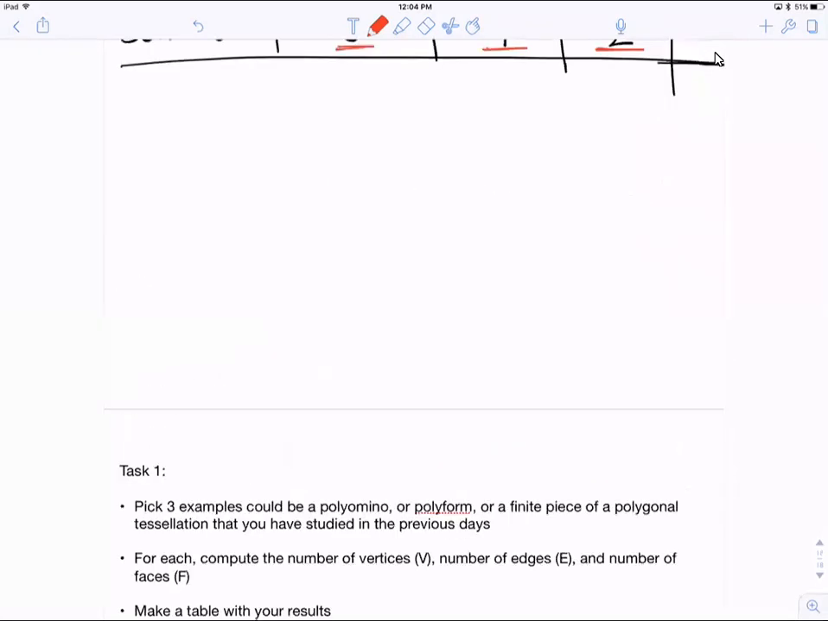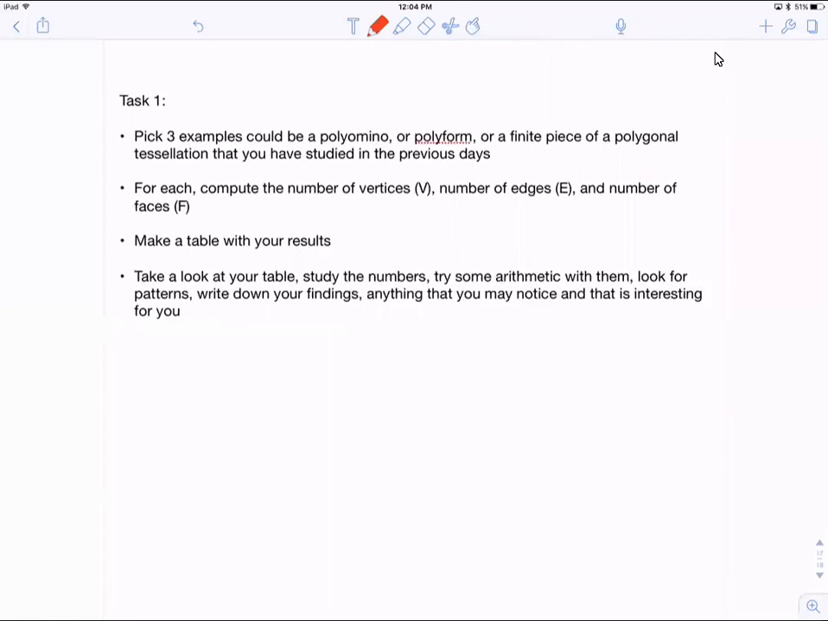Your first task is pick 3 examples. Could be a polyomino, or a polyform, or a finite piece of a polygonal tessellation that you have studied in the previous days. For each, compute the number of vertices, number of edges, and number of faces. Make a table with your results.